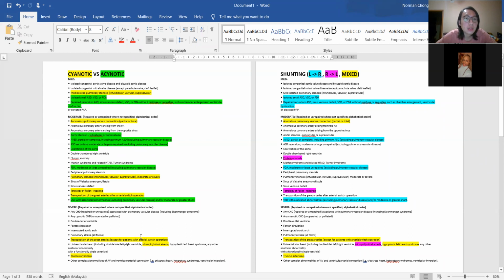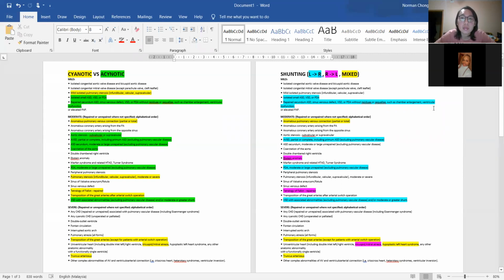And acyanotic, you see that they are mostly grouped in mild and moderate. So if we were to put some weightage towards cyanotic and acyanotic, according to the guideline, I think it will still be safe to reach the conclusion that the weightage should be placed more on cyanotic heart diseases in comparison to acyanotic heart diseases. You can see the distribution there. That's what I want to draw your attention towards.